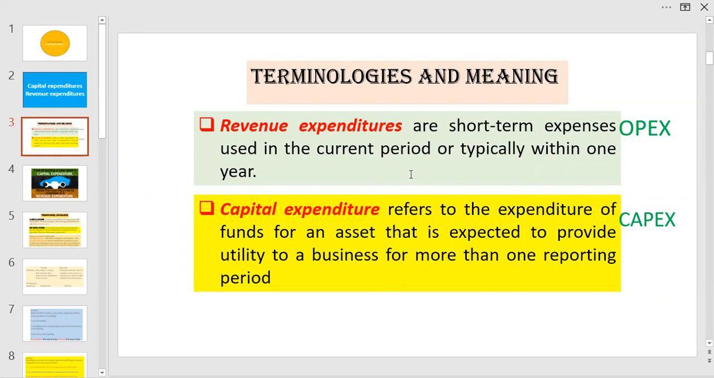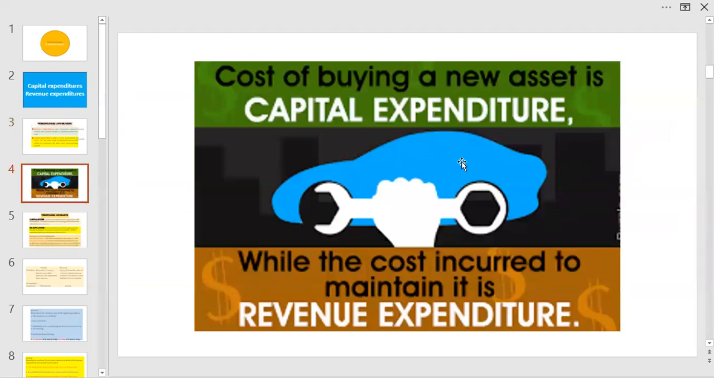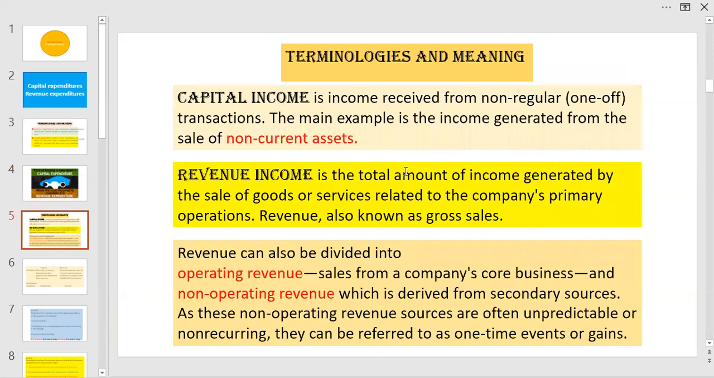A small illustration is shown here. If you look at it in the blue, a car is a capital expenditure, whereas repairs, maintenance, purchasing of tires, wipers, etc. will fall under revenue expenditure. Let's learn about capital income and revenue income as well.